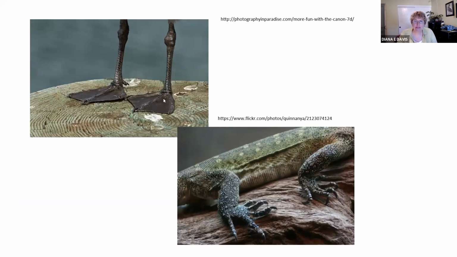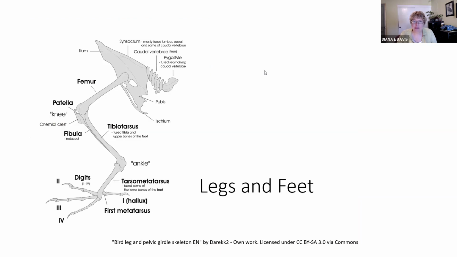When we look at feet, the legs and the feet of birds are covered with scales, just like you would see on a lizard. These are protective, just like scales are on a lizard. So the birds don't have naked skin exposed on their legs and feet. And you can tell this bird is a swimmer because it's got that webbing between the toes.